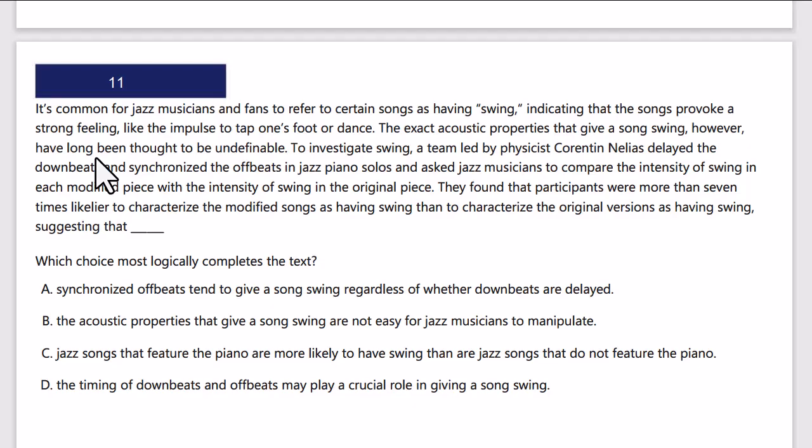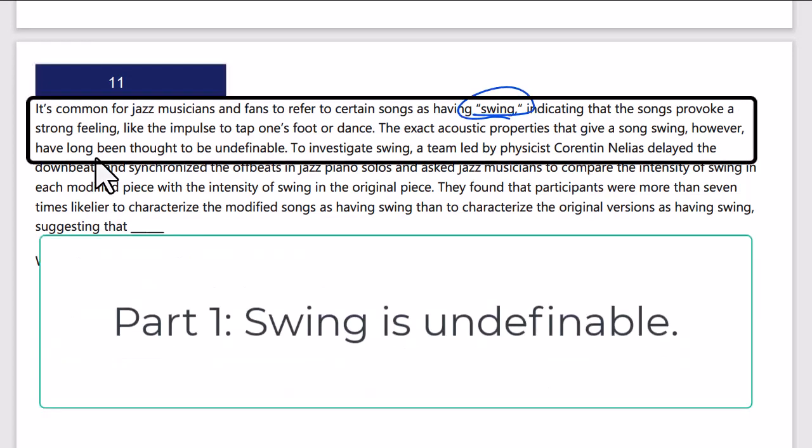It's common for jazz musicians and fans to refer to certain songs as having swing, indicating the songs provoke a strong feeling like the impulse to tap one's foot or dance. The exact acoustic properties that give a song swing, however, have long been thought to be undefinable. So that's our first part. What is it? Swing is undefinable.